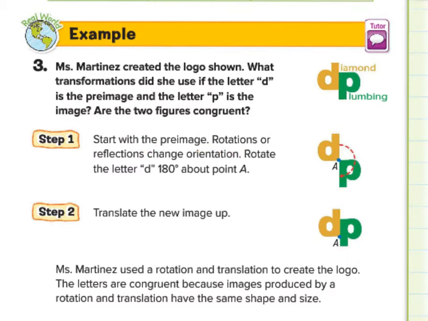Start with the pre-image. Rotations or reflections change the orientation. Rotate the letter D 180 degrees about the point A. So the point A could be our origin, this could be our 0, 0, and it's being rotated clockwise 180 degrees. And there we have it. But notice that if we were to rotate it, then it has to be translated and moved up to match. Translate the new image up. You see that?